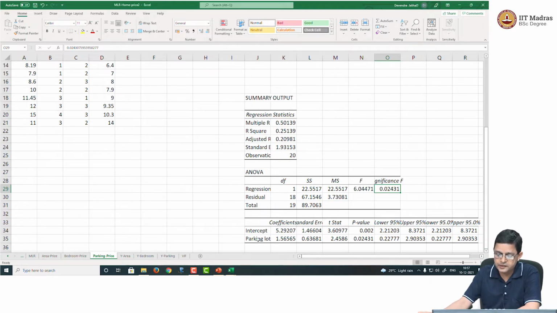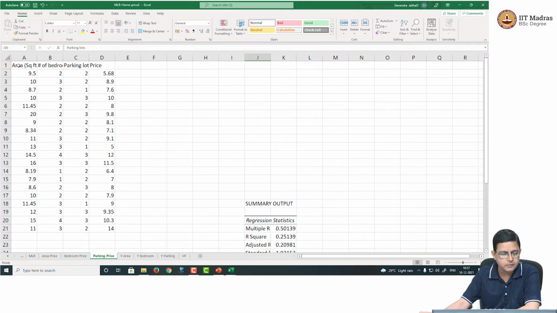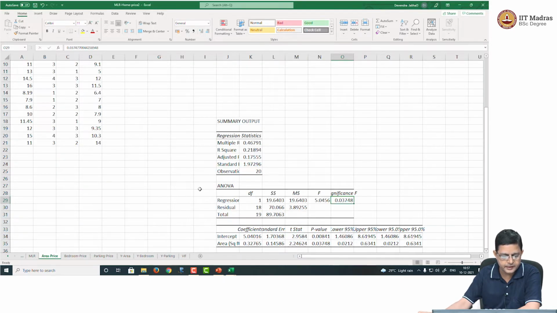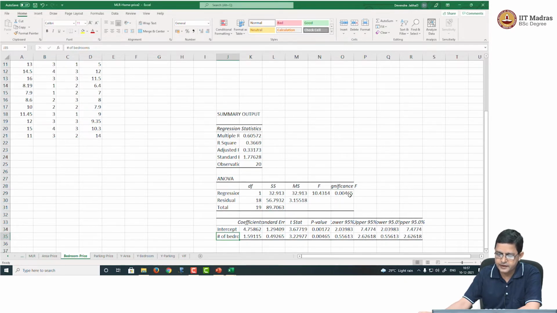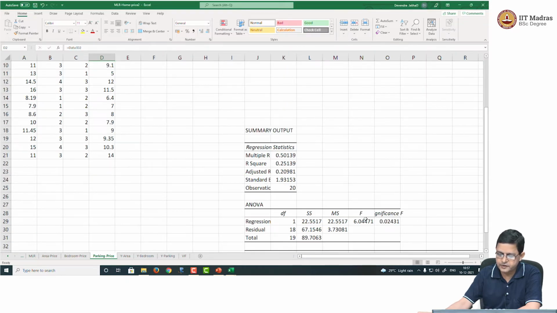What if I put all these explanatory variables together in my model? Individually, they seem to be significant to predict prices. Area turned out to be significant, right? That p-value was 0.03. Bedroom turned out to be significant, that p-value was 0.004. Number of parking lots also seemed to be significant, that p-value was 0.02, right?